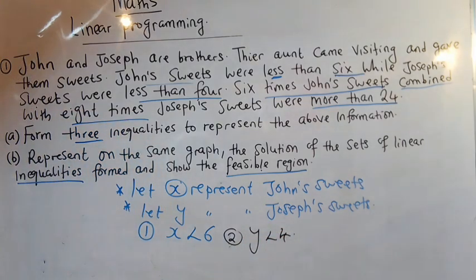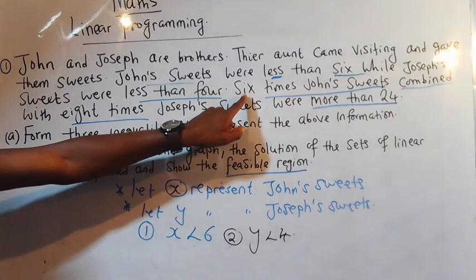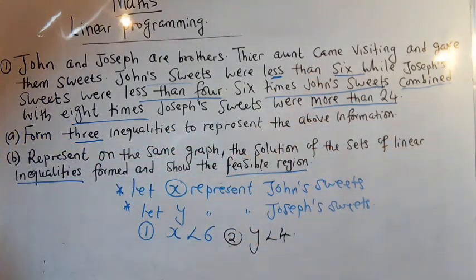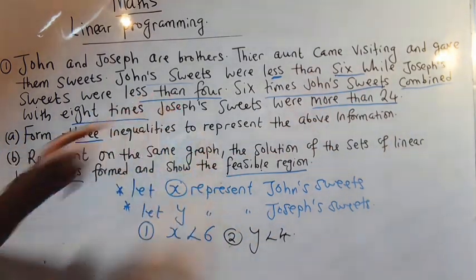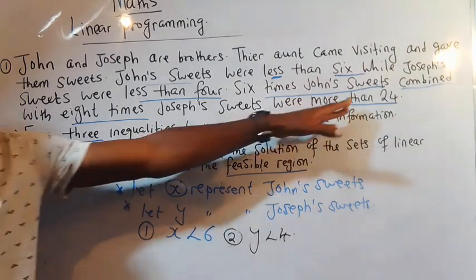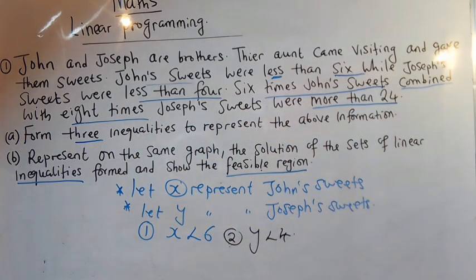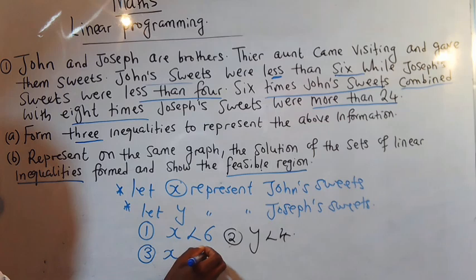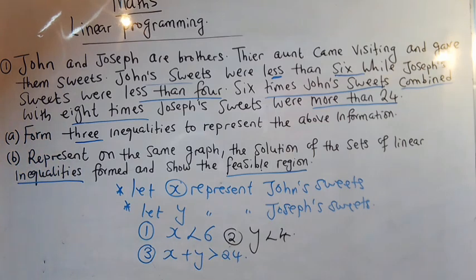And now for the last inequality, you have to look at this part. 6 times John's sweets combined with 8 times Joseph's sweets were more than 24. So if I combine x plus y, it should be greater than 24. That is the basic idea.